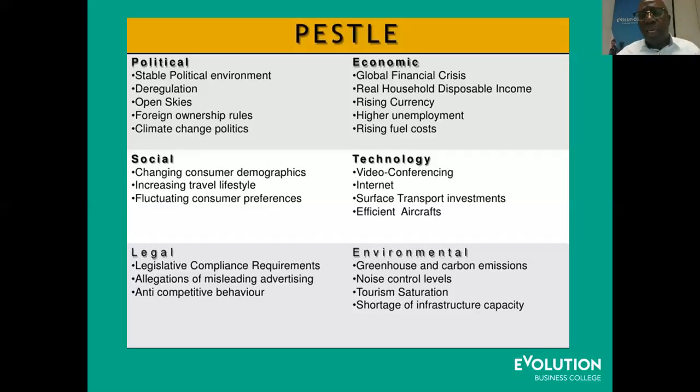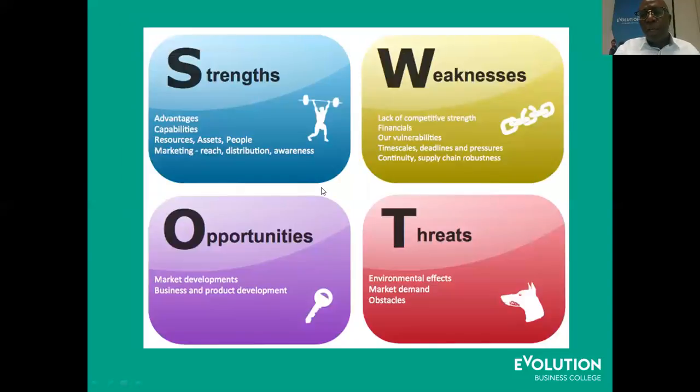So when you do a PEST analysis for your chosen airline, you can look at this and say, okay, this I want to use under economic. How did the global financial crisis affect it? What is the rise in fuel costs? So this gives you a guideline of what you need to do. So let's look at one of the tools again that you're going to use in your analysis.